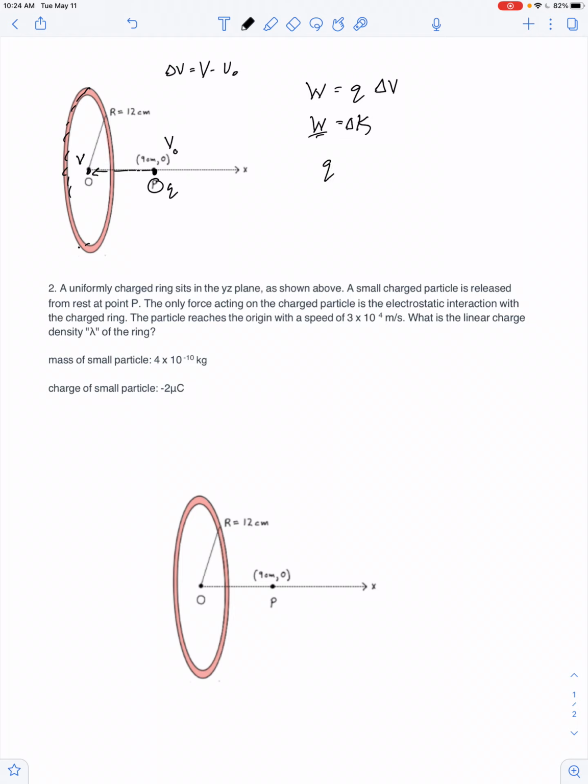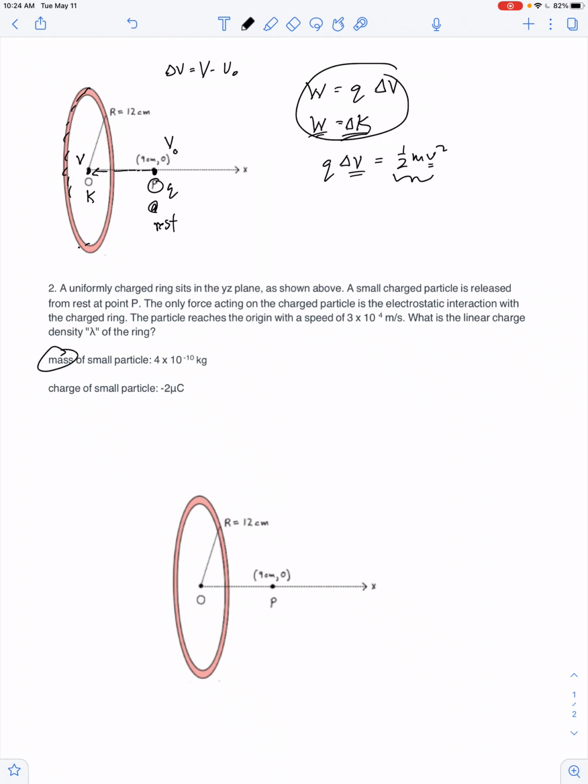So we can put these two together and say Q times the difference in electric potential is the work that produces the change in kinetic energy. Now it's at rest at this point, so delta K is the same thing as whatever final value of kinetic energy it has when it reaches the origin. Let's not confuse capital V with lowercase v. Just evaluate this. I think we're given enough information.